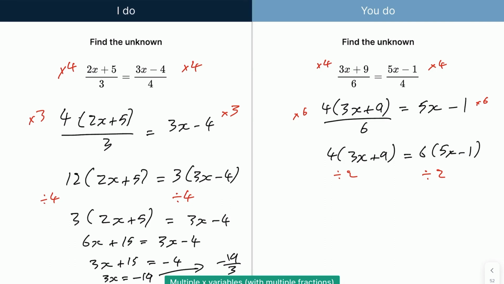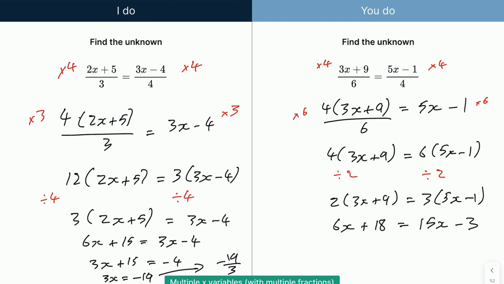Okay, so if I divide each side by 2, because they're even numbers, this becomes 2 bracket 3x plus 9. And if I divide this side by 2, that becomes that. It makes my life easier now, because if I multiply this stuff by 6, the numbers get quite big. And if I multiply this by 4, the numbers get big. Now, the numbers are going to be smaller now, so it's 6x plus 18. You still get the same answer, but it's always about, can I make my life easier? And now if I subtract 6 from each side, I'll end up with 15 take away 6, which is 9x. So that's 9x. And then if I add 3 to the other side, I end up with 21.